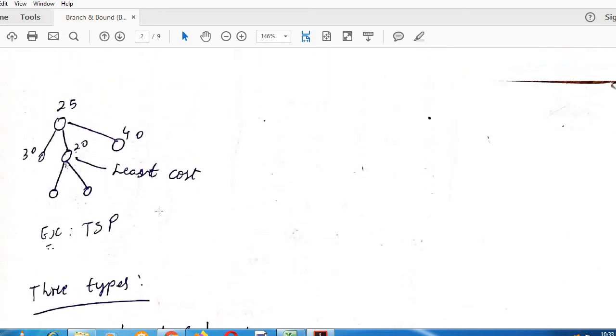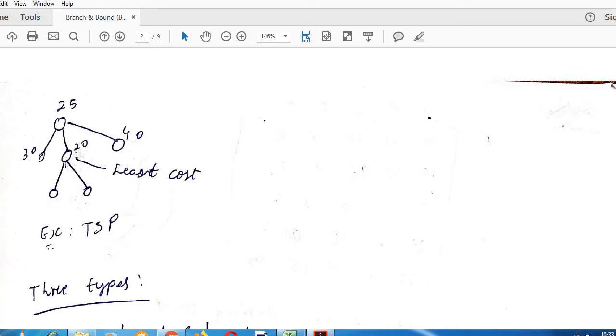Then there is the least cost branch and bound implementation. In least cost branch and bound implementation, each node will be associated with a cost, and we always traverse through the least cost node. To give an example, first I have a root node which is associated with the cost 25. Then I have next level nodes with cost 30.